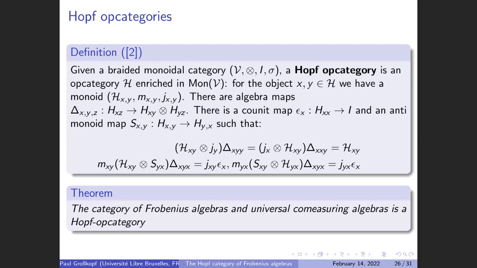So I don't want to put too much emphasis on that, but it's nice to see that we expected this dual theorem to hold, and we can also show that the dual version holds for this. So here is the second theorem we proved. The category of Frobenius algebras and universal co-measuring algebras is a Hopf opcategory. So we have now these quite abstract two theorems, but we still don't really know what's going on. So there's a few questions that arise from these structural results concerning specific examples.